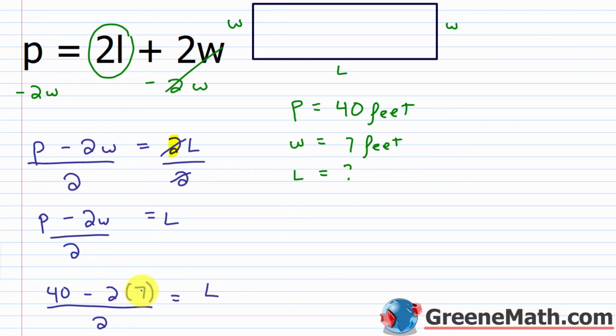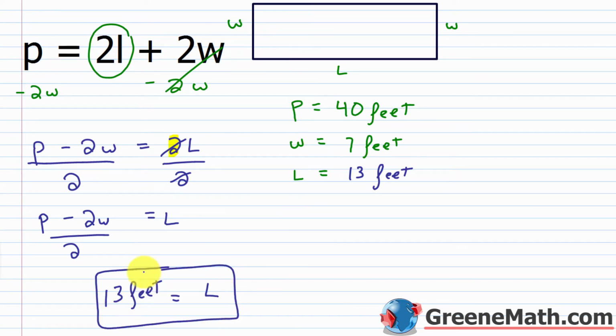So 2 times 7 is 14, so let's just erase this and put 14. 40 minus 14 is 26, so I'd have 26 over 2, which is 13. So my length here is 13. And again, you want to use the units, so it will be actually 13 feet, right? 13 feet.